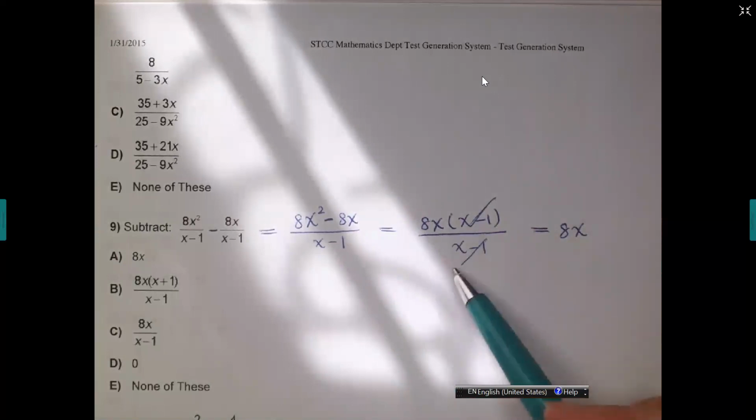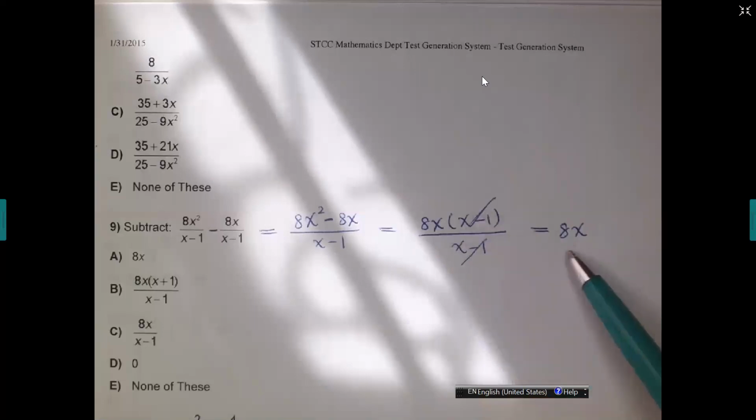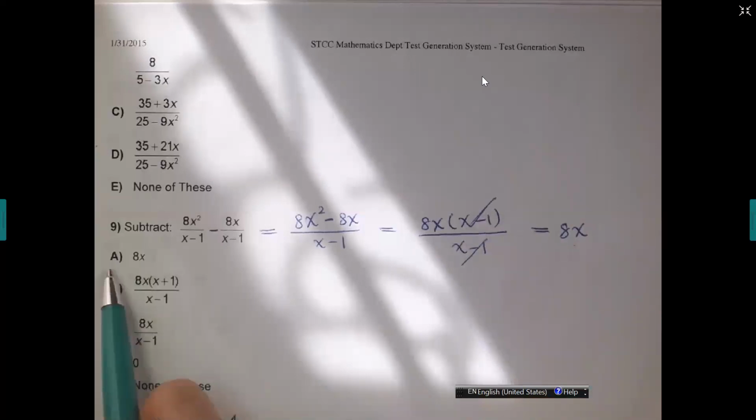Over, nothing left on the bottom means we have 1 here. Everything divided by 1 equals itself. Final answer. So look at what we see here. A is the right answer. Okay, subtraction and addition, they are actually very, very similar.